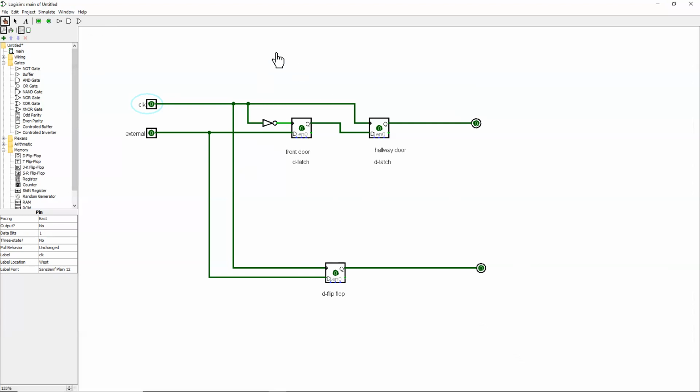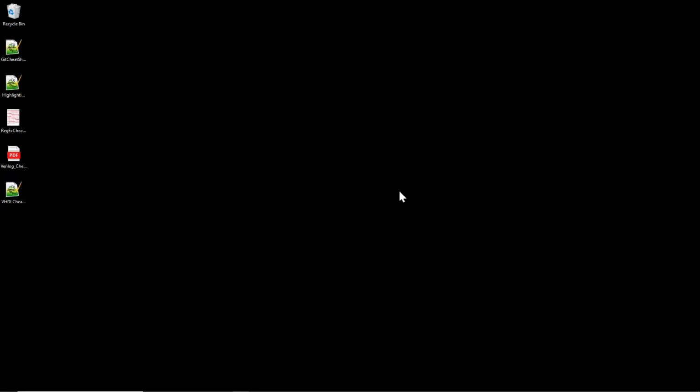Sorry. I have a question about the D latches. Sure. How does that relate to the SR latches? You can build a D latch from an SR latch is the answer. So let's come back to that at the end.